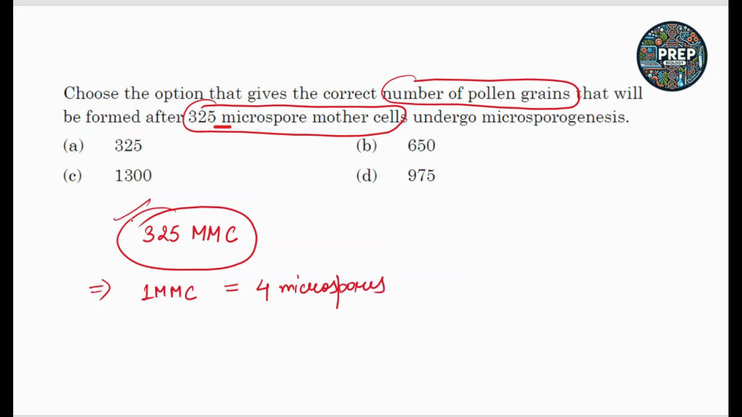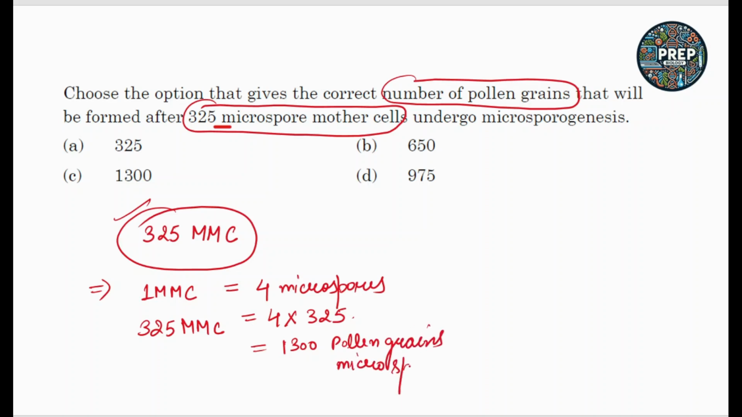Okay, so we are given 325 microspore mother cells. So how do we calculate the microspores? We calculate the number of pollen grains, 4 into 325. So when we multiply by 4, we get 1300 pollen grains or microspores formed. Okay, so we have the answer 1300. Okay, so the answer is option C.